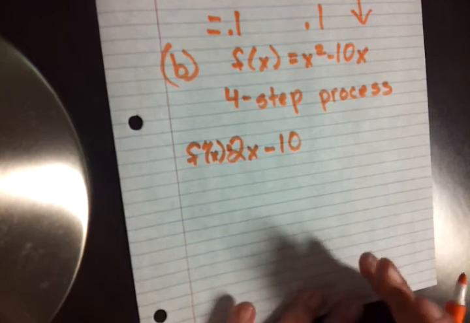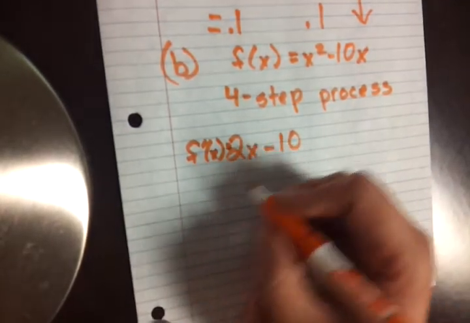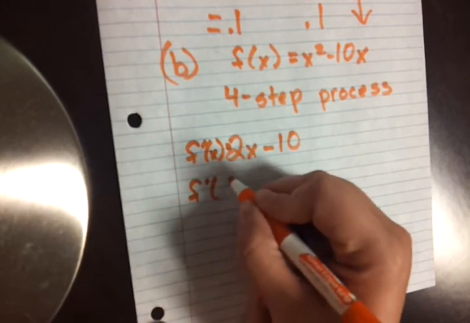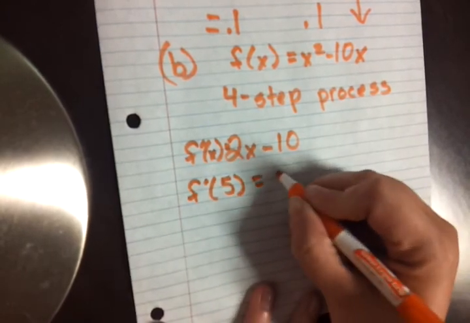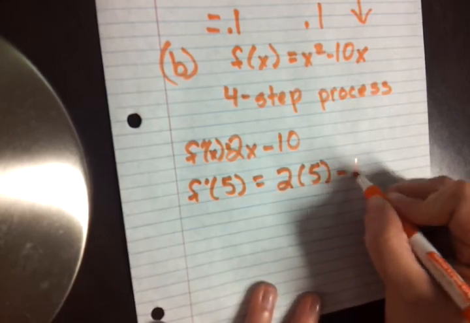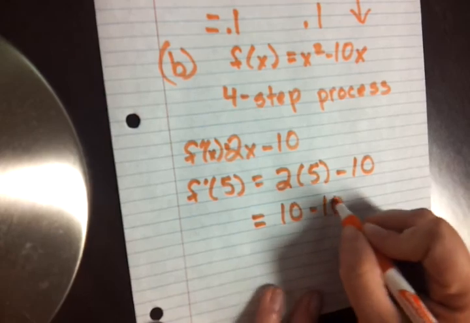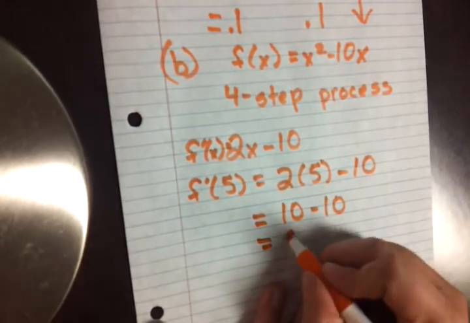And they're giving us a point. They want us to plug in 5 for x. So we'll just do f prime of 5. And that equals 2 times 5 minus 10. Which, last time I checked, 10 minus 10 equals 0.